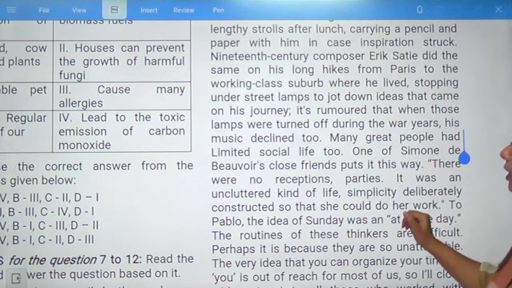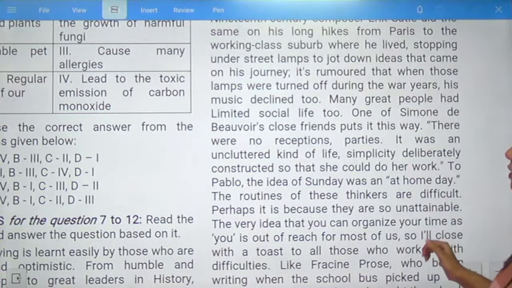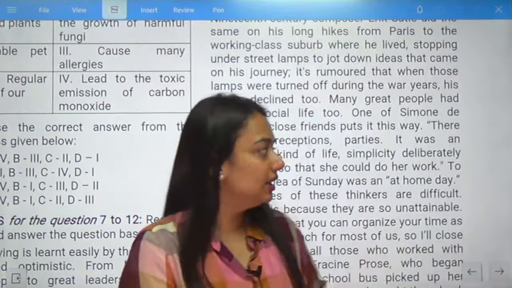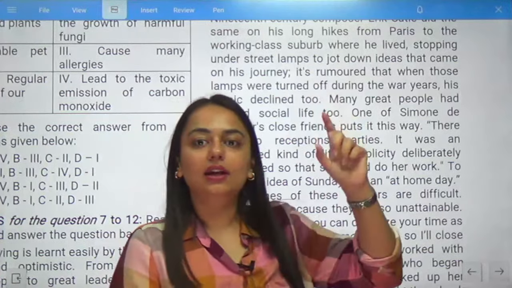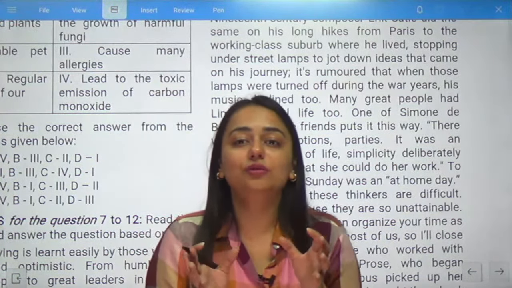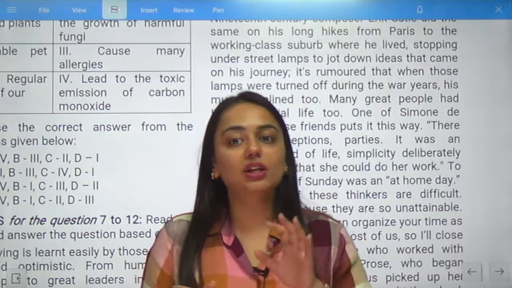Many great people had limited social life, one of Simone de Beauvoir's close friends put it. So, what is there in this passage? अब इतने सारे writers और artists के names read करने के बाद, most of you must be thinking that there is a hell lot of information in this passage and this passage is difficult. But trust me, it is not.